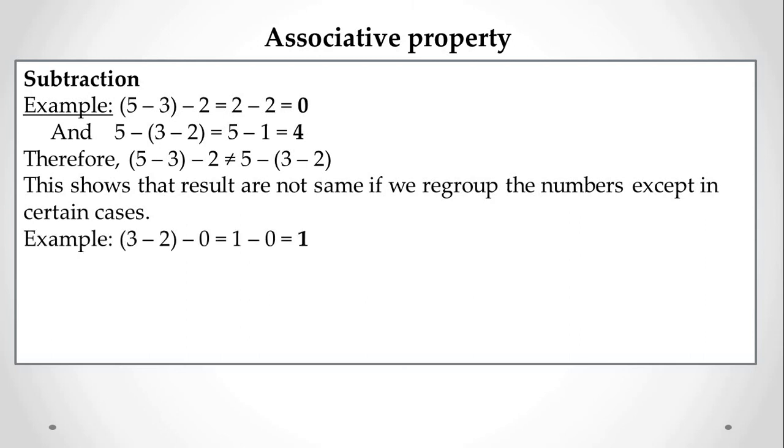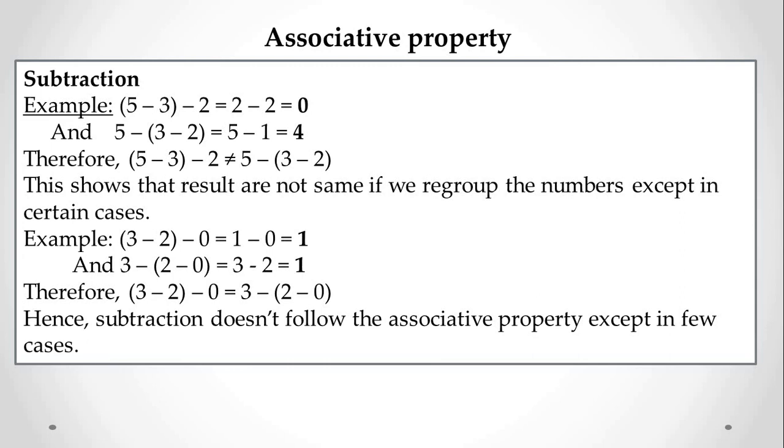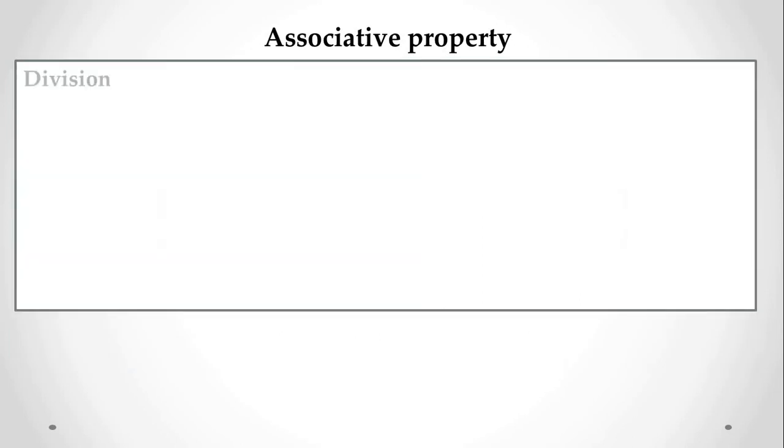For example, 3 minus 2 minus 0: 3 minus 2 is 1, 1 minus 0 is 1. If you regroup and write 3 minus (2 minus 0), then 2 minus 0 is 2, and 3 minus 2 equals 1. So in some cases it is true, but overall subtraction doesn't follow the associative property, since it is not true in even one case.